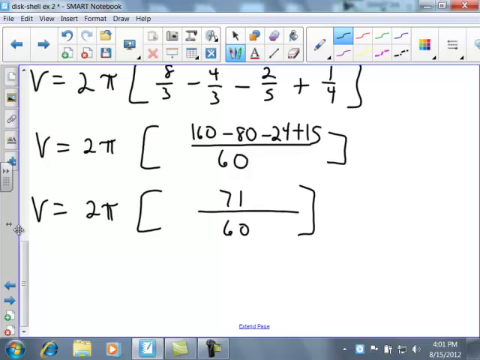Okay, and then I have the 2 out there, so the 2 and the 60 will reduce, 2 to 1, 60 to 30, and so luckily, if I multiplied correctly, I get my volume is equal to 71 pi over 30. Same answer we got using the disc washer method a while ago. But again, this part's just the integration. Just be careful with your multiplying. Okay, that's not the hard part.